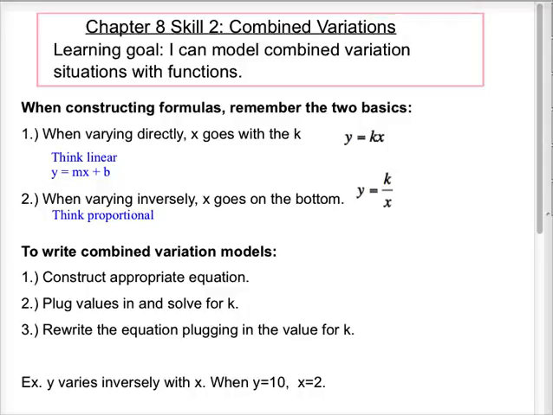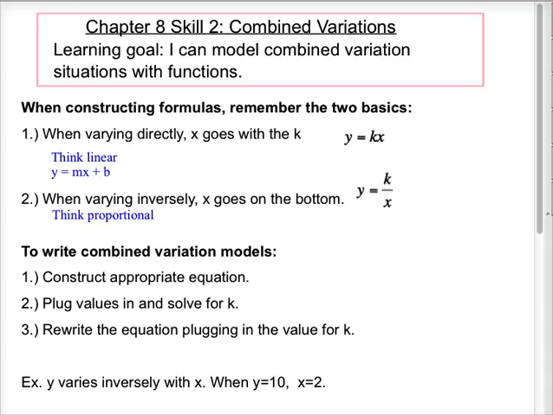Welcome back. So in this video, we're going to talk about combined variations. So we're going to learn how to write direct and inverse variations based on words.